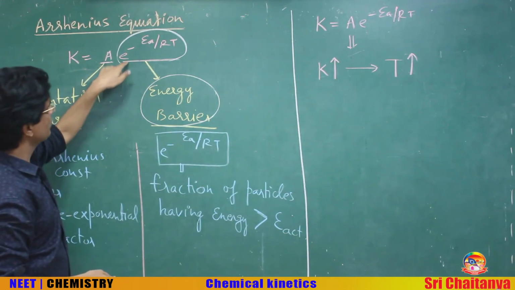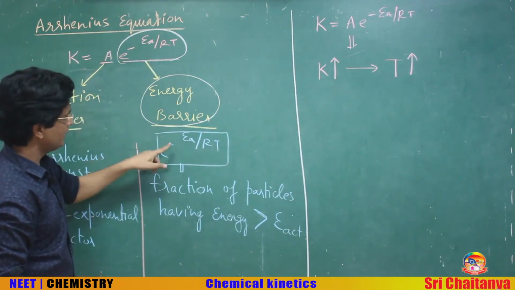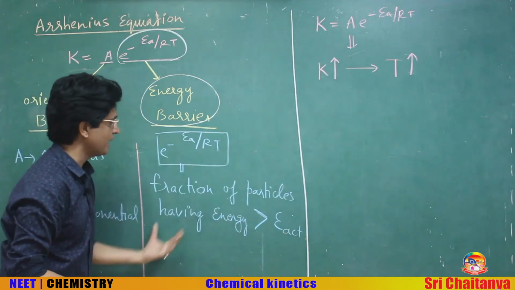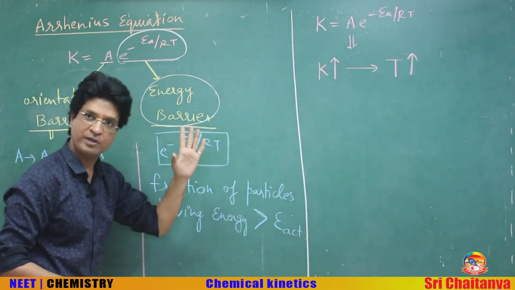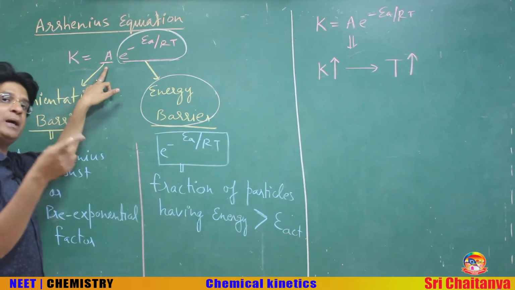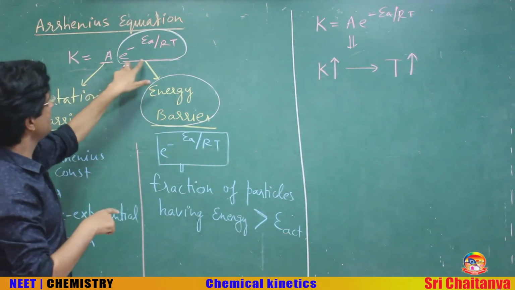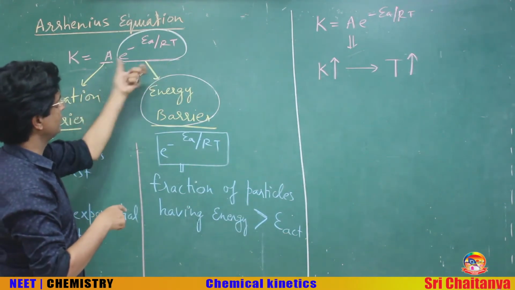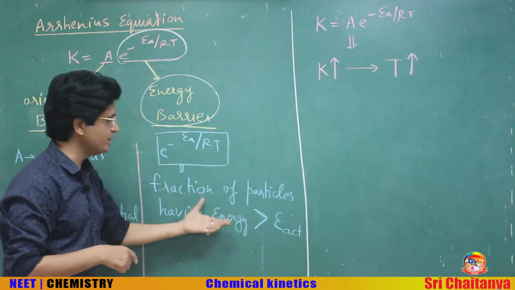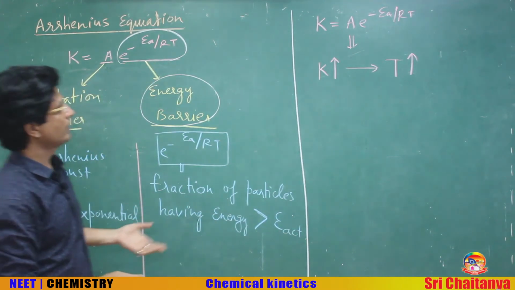The factor e to the power of minus Ea upon RT takes care of what fraction of particles have energy more than the energy of activation. So this factor A tells you how many particles have the right orientation. This second term tells you how many particles have energy more than the energy of activation.